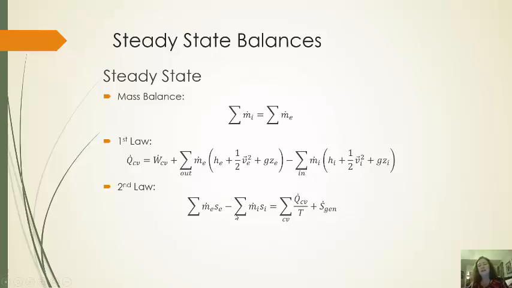The second law, again, is this entropy pseudo-balance. The entropy out minus the entropy in is equal to how much heat transfer occurred divided by the temperature it occurred at, plus, again, to make it an equation, this entropy rate generated. Now, steady state equations are usually done as time dependent, so per unit time. And so therefore these are all rates in these equations.